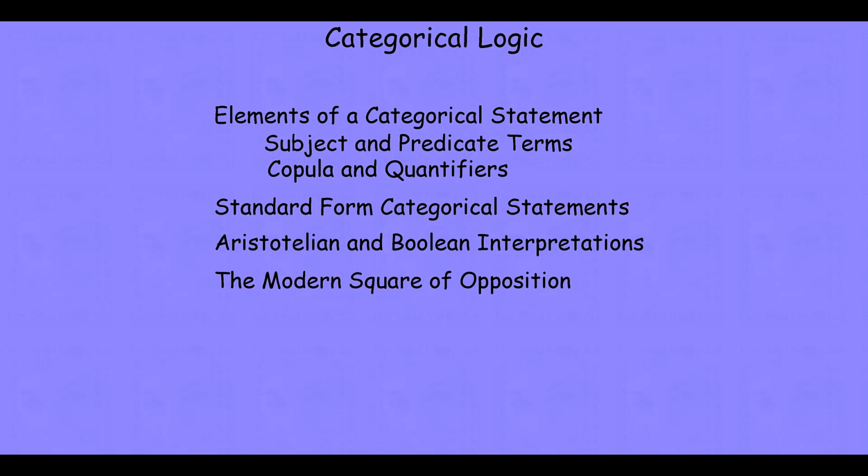We'll illustrate this by showing you the modern square of opposition. It just takes those four standard form categorical statements and it graphically illustrates the necessary logical relationships that exist between their truth values. There's only one. As I said, it's a simple logic, the contradictory relation.